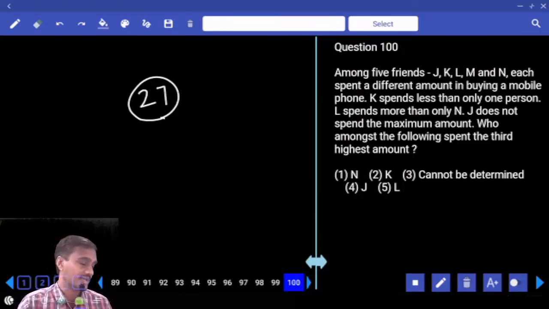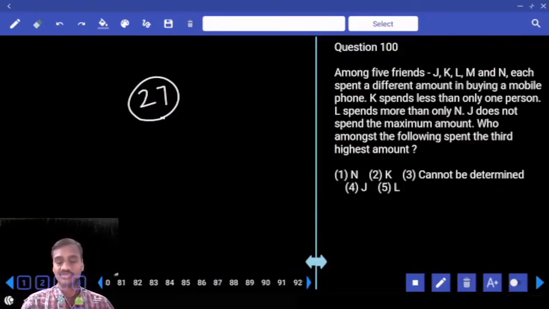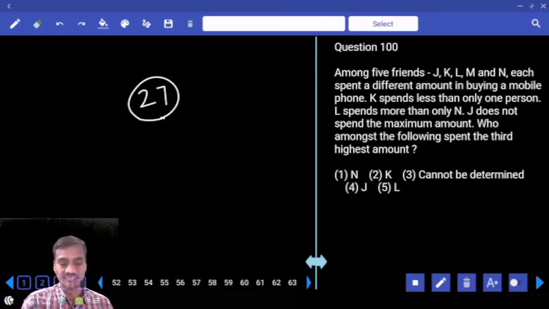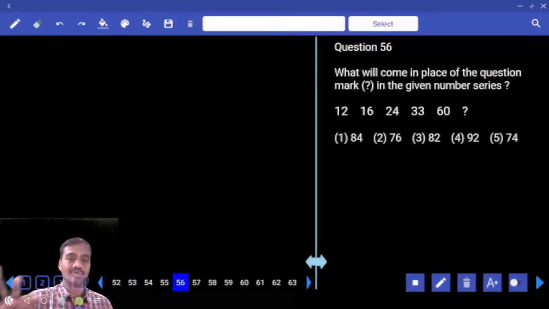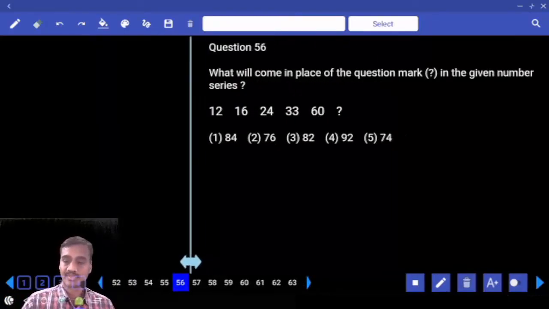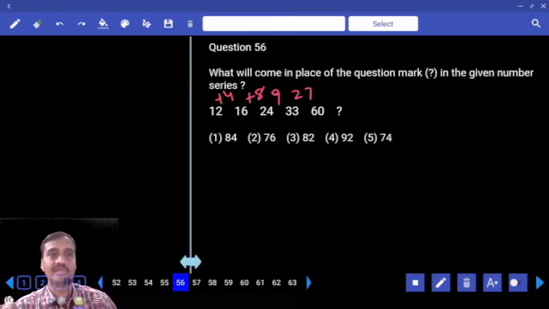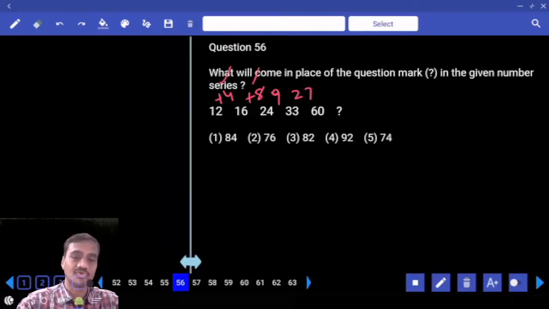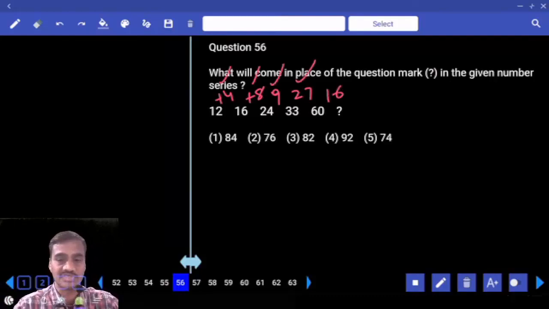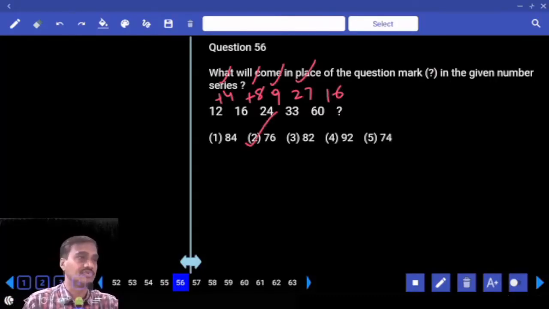Number series, question numbers 56 to 60. In this, 12 and 16, the difference is 4. 16 and 24, 8. 24 and 33, 9. And 33 and 60, 27. So we get 4, 8, 9, 27: 2 square, 2 cube, 3 square, 3 cube, 4 square, 4 cube. 4 square is 16, 60 plus 16 is 76, choice 2 for 56.